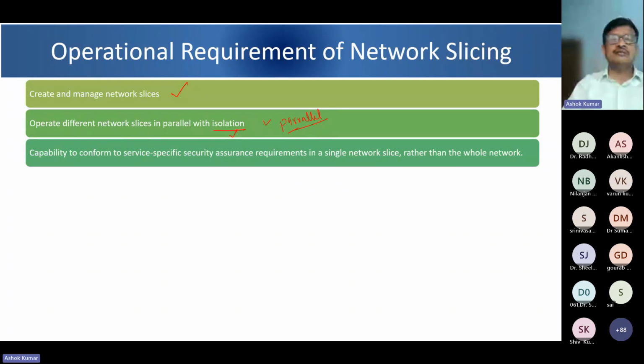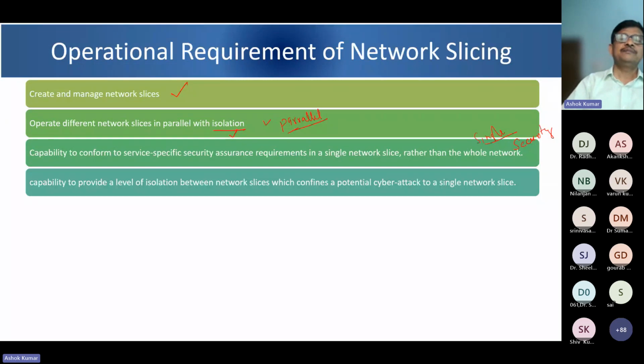The other operational requirement is the security requirement. For every single slice, I should be able to define a specific security, right? So the level of security in different slices, I should be able to set in a different way as per the requirements. That's the capability we are talking about.